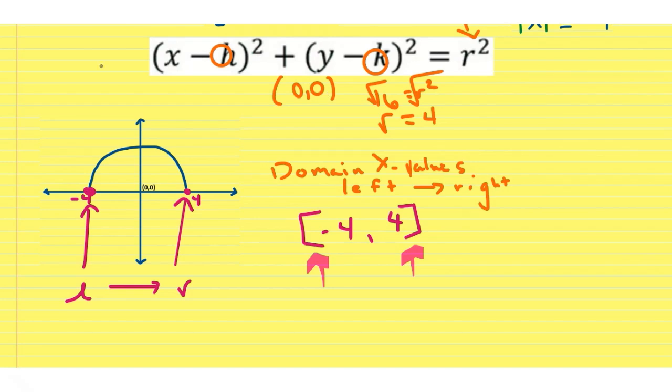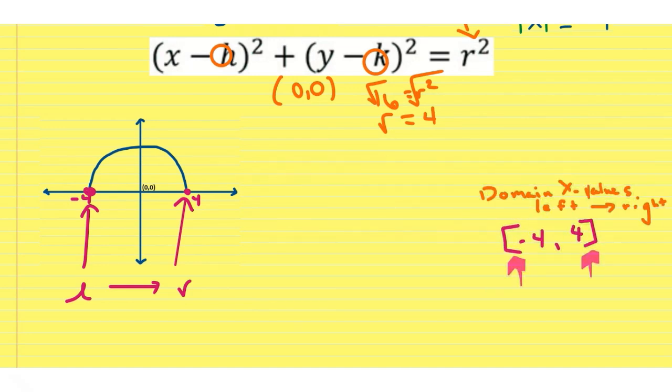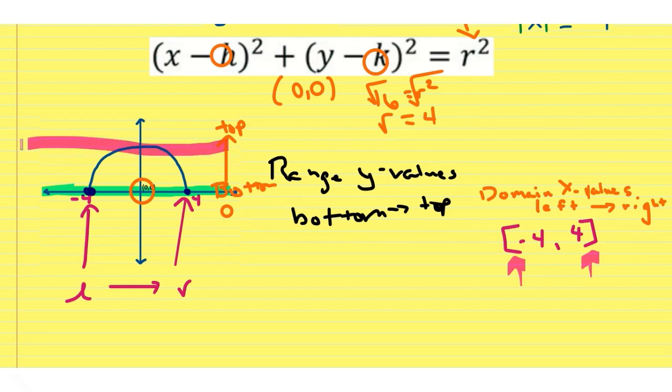And then also we can talk about the range. Okay, let's scoot this over and out of the way for a second. The range has to do with the y values. The y-axis goes from bottom to top, so it goes up and down. So where is the bottom of my graph? The bottom of my graph is right there, which is actually equal to 0, right? And where is the top of my graph? The top of my graph is going to go right there, which is 4. So the bottom is 0 and the top is 4.